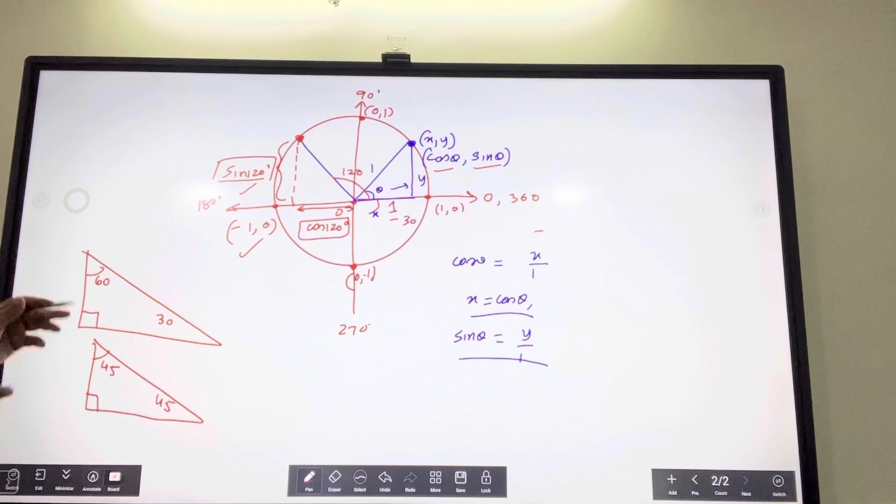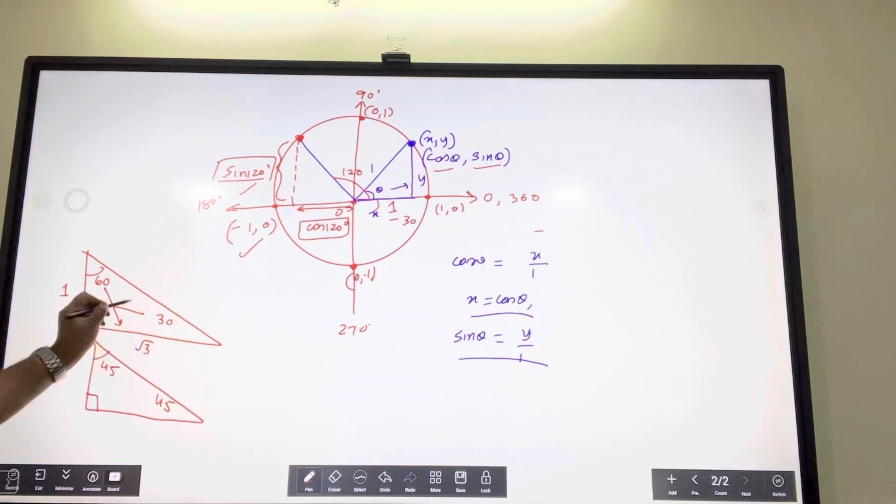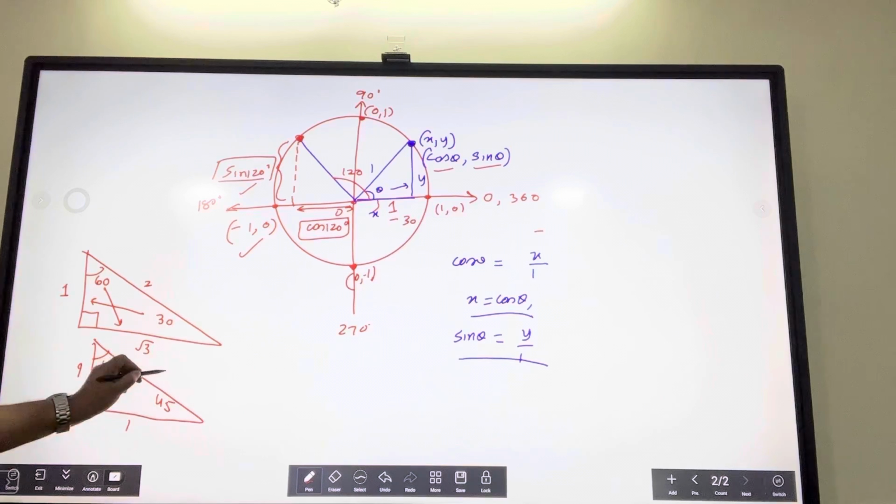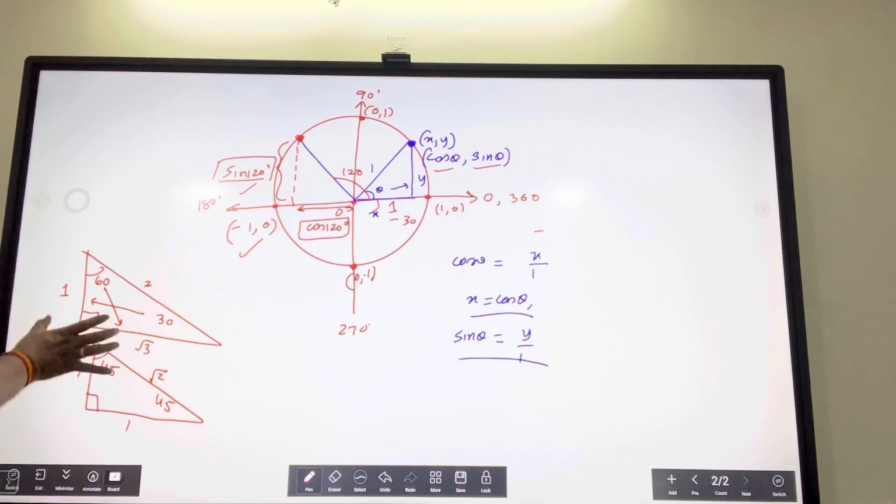In the 30, 60, 90 triangle, there is a specific property: if I take the side opposite to 30, the side length is 1. Opposite to 60 is root 3 and the hypotenuse is 2. And when you have 45, 45, it will be 1, 1 and root 2. You can see clearly that if you apply Pythagoras, you get the hypotenuse as 2.